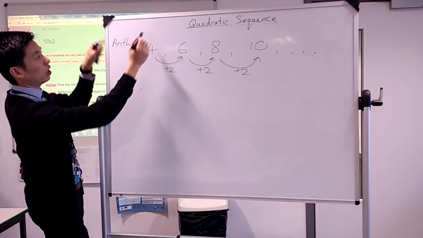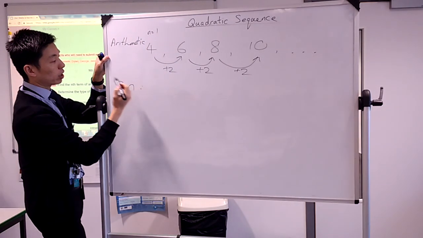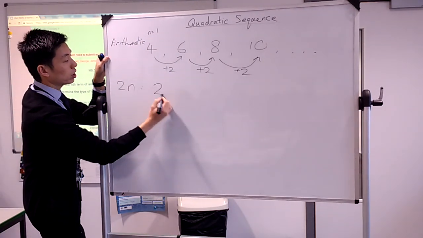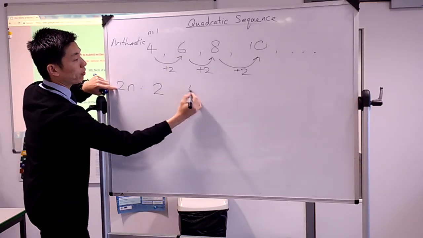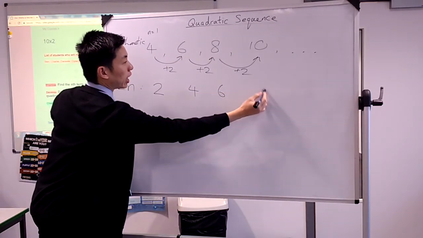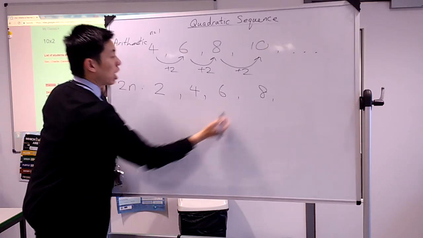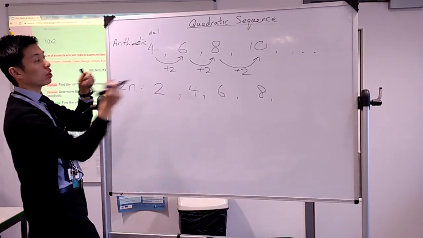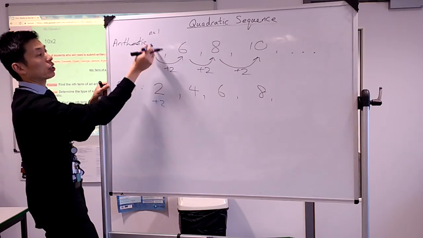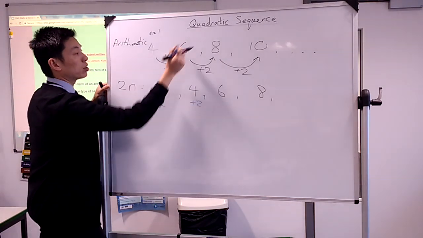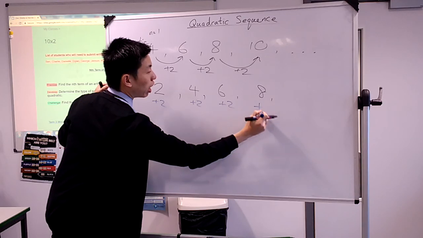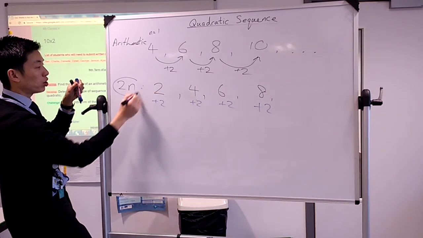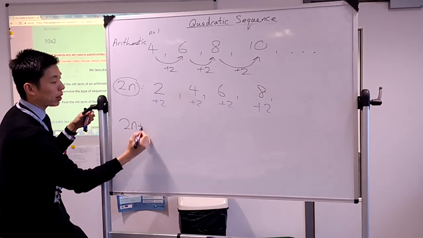So my first term is when n is 1. 2 times 1 is 2. The second term will be 4, and then 6, and then 8, etc. But I need to get to 4. So I actually need to add 2 to get to 4, add 2 to this to get to 6, etc. So I will have to change my 2n to be 2n plus 2.